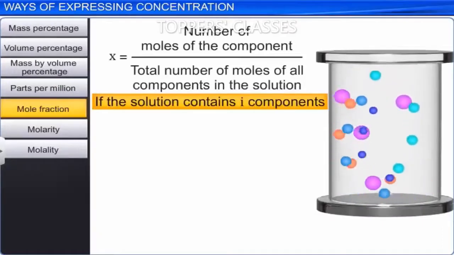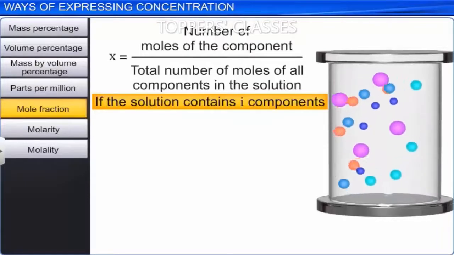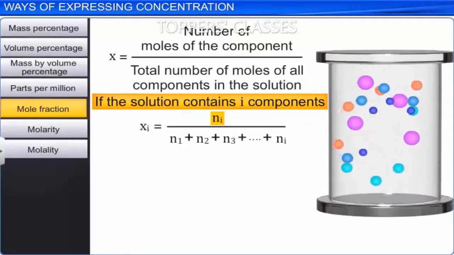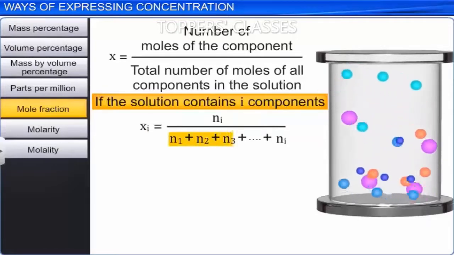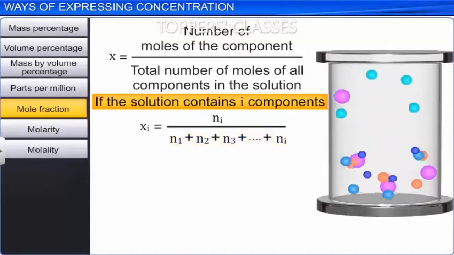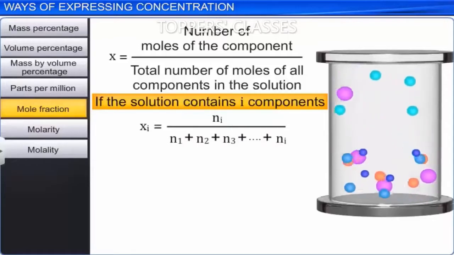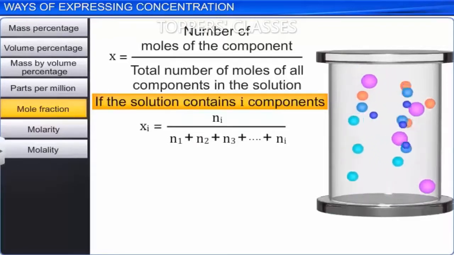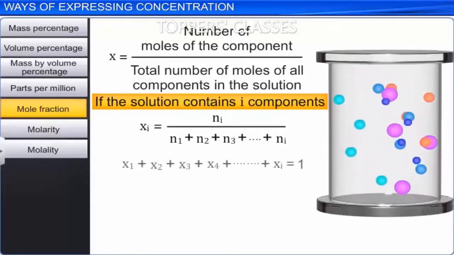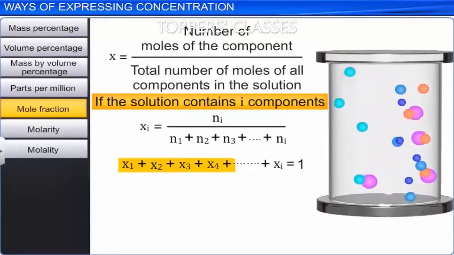In a solution containing I components, the mole fraction of the ith component, Xi, is expressed as Ni divided by N1 plus N2 plus N3 and so on. It is important to note that the sum of the mole fractions of all the components of a solution is always equal to 1. That is, in a solution of I components, X1 plus X2 plus X3 and so on till Xi is equal to 1.